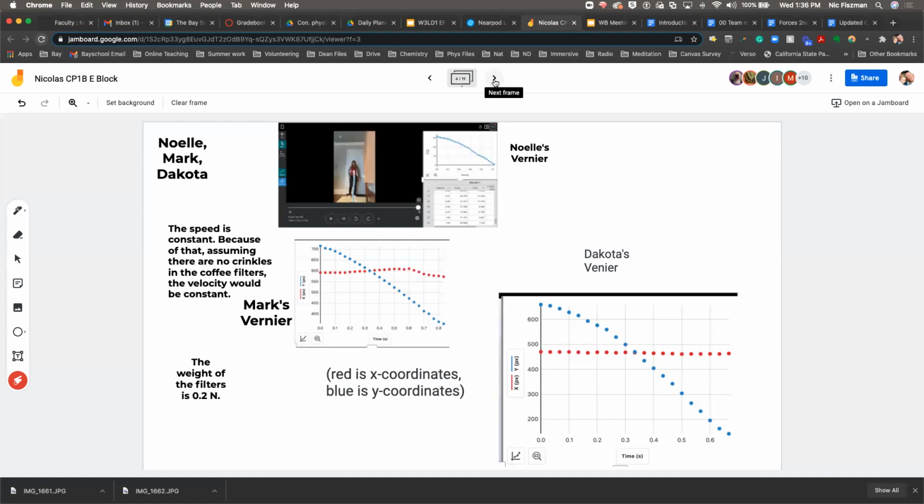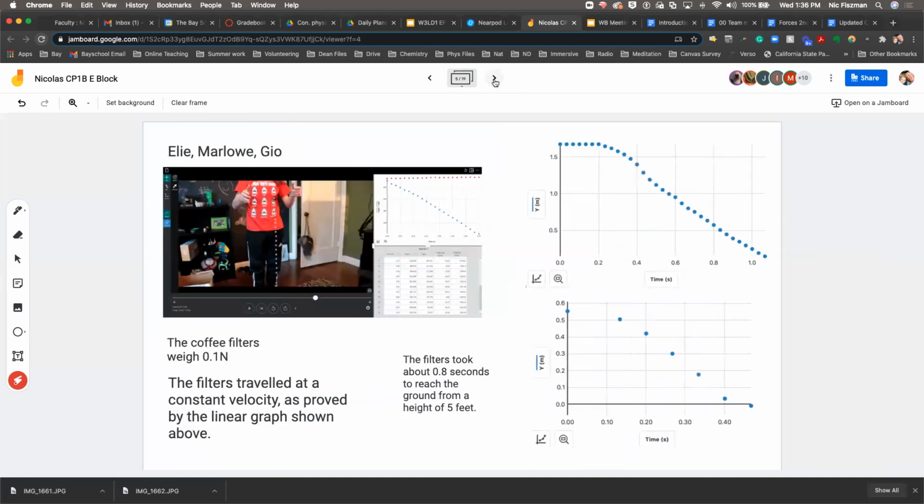But notice that the red line for both Dakota and for Mark seems to indicate that there's fairly little, if any, side-to-side motion. So the motion is really pretty much almost straight down, which is cool. Nice job. Okay, and last but not least, Leah, Marlo, and Gio.